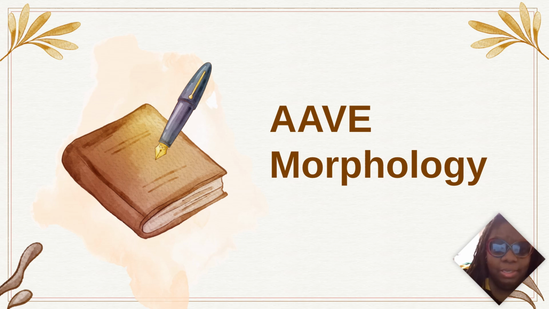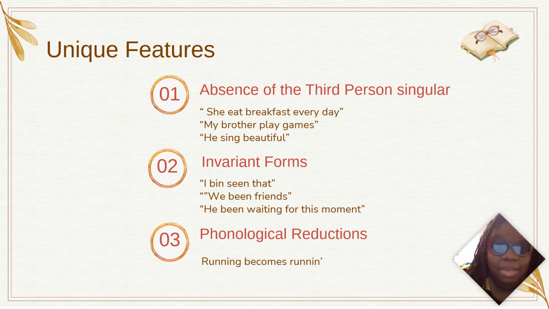Morphology is the study of word structure. It's how the words are formed, and the internal structure of those words and how that influences meaning. In AAVE, a unique feature is the absence of the third person singular on verbs, or that reduced inflection in the present tense. So, for instance, instead of my brother plays games, it would be my brother play games. This is a consistent pattern in AAVE and it impacts flow and ease.